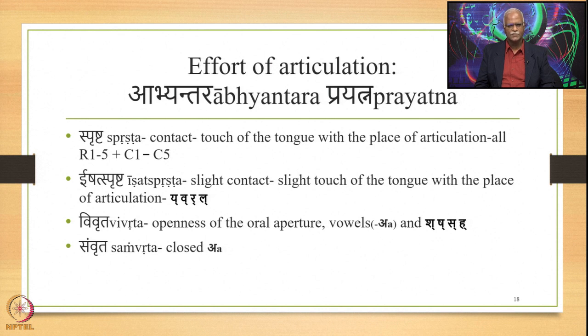The abhyantara prayatna is of these four types: sprishta, which means contact, touch of the tongue with the place of articulation, all 1 to 5 rows plus column 1 and column 5, all of them, they are called sprishtas. Then we have ishat sprishta, slight contact, slight touch of the tongue with the place of articulation, and this is ya, va, ra and la. Then we have vivruta, openness of the oral aperture. All the vowels minus a and sh, sh, s, h, they have vivruta as the abhyantara prayatna. And finally samvruta, which is the abhyantara prayatna of a. Samvruta is closed, and this is the abhyantara prayatna of a.